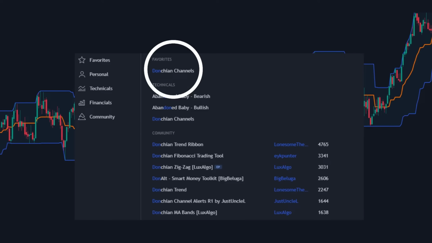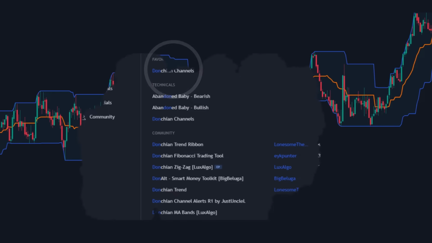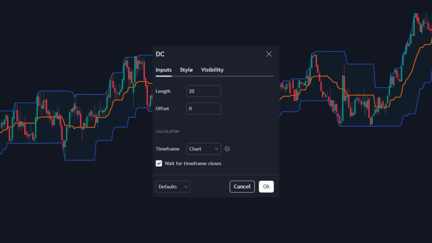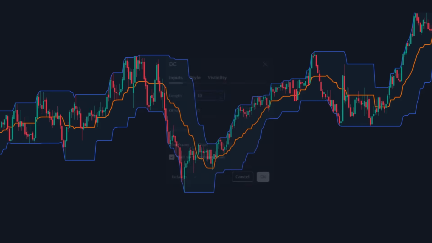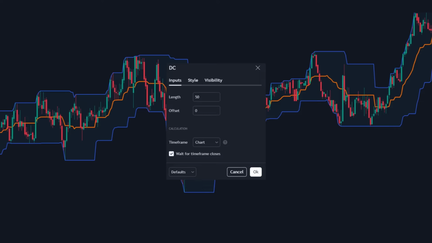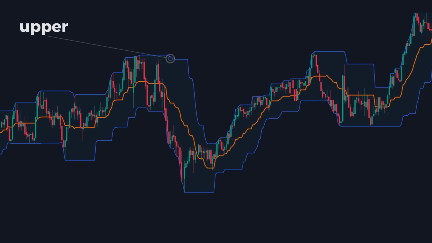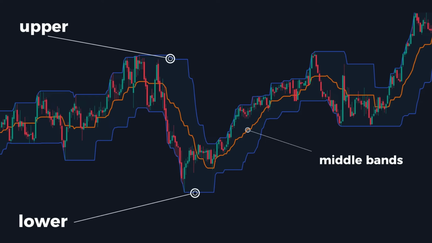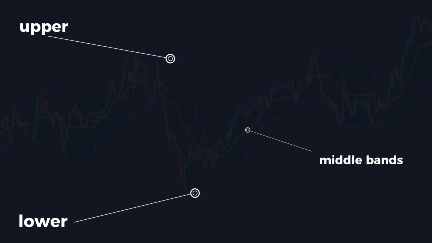3. Adjust the settings. The default look-back period is usually 20, but you can change it based on your needs. Use a shorter period like 10 for quicker signals. Use a longer period like 50 to capture larger trends. 4. View the channel. Your chart will now show three lines: the upper, lower, and middle bands forming the Donchian Channel. With this setup, you're ready to start using the Donchian Channel to guide your trades.